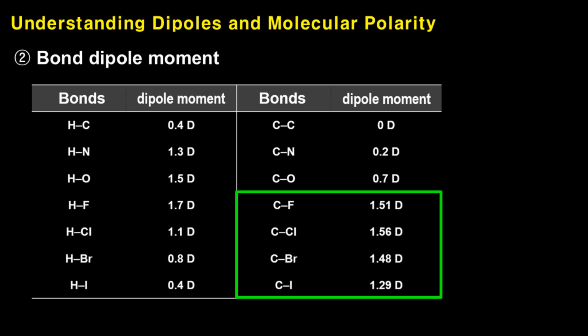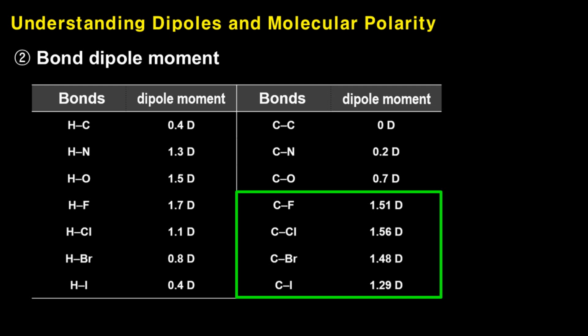Now let's move on to the carbon-halogen bonds. Here, things get a little more interesting. You might expect C-F to have the strongest dipole moment, since fluorine is the most electronegative, and that's partly true. But remember, dipole moment depends on both electronegativity difference and bond length. The C-F bond is extremely short. So even though fluorine pulls hard on the electrons, the distance between the charges is small. That limits the overall dipole moment.